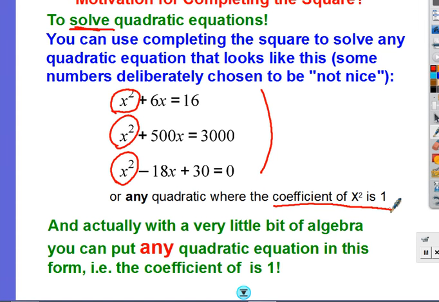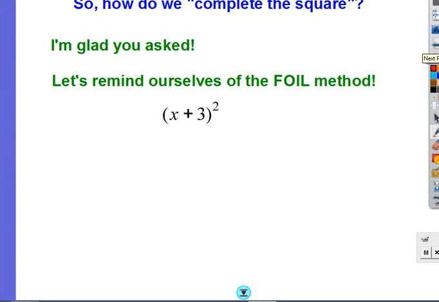The other thing to mention is that with a little bit of algebra that you have done before, you could divide both sides in any quadratic equation and make the coefficient of x squared, or y squared or whatever it is, into 1. So that's another reason why completing the square is really handy. So let's move on. How do we do it? There are a few steps to completing the square.